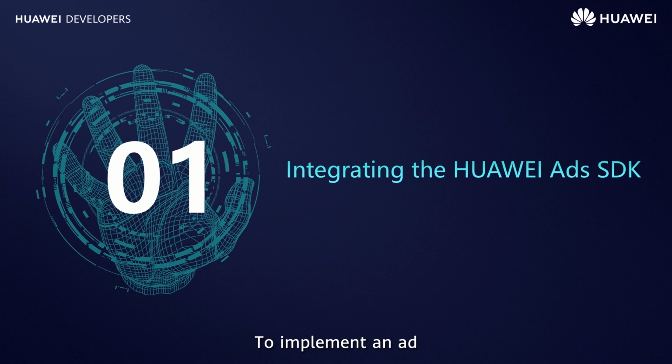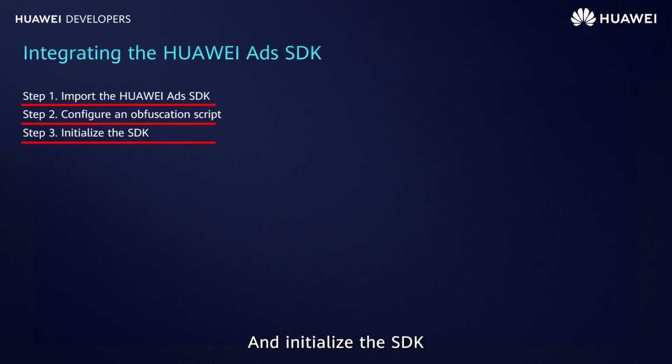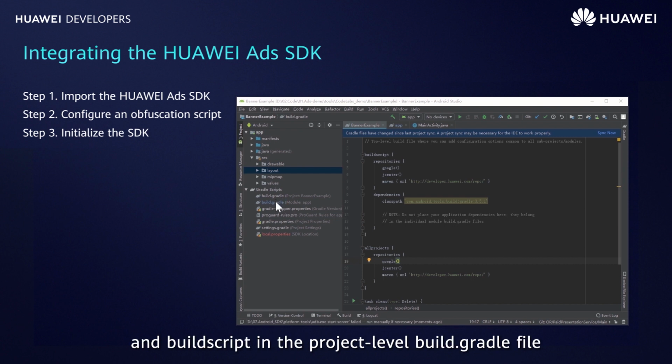To implement an ad, first integrate the Huawei Ads SDK in 3 simple steps. Import the Huawei Ads SDK. Configure the obfuscation script, and initialize the SDK. Let's walk through the process. First, create a project. Configure the Maven repositories for all projects and build script in the project-level build.gradle file.